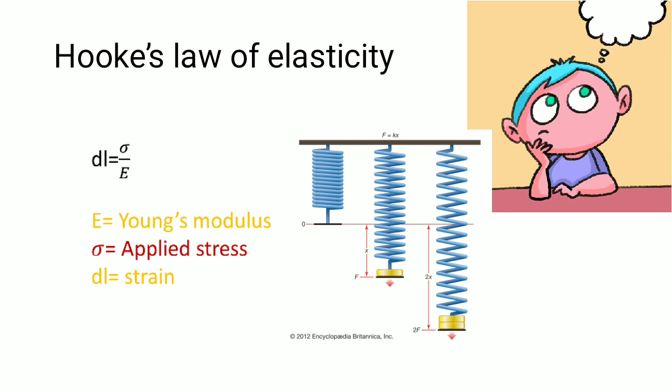Its unit is Pascal. The formula related to Hooke's law of elasticity is dl equal to sigma upon E, where E stands for Young's modulus, sigma for the applied stress, and dl for the strain that is produced after applying the stress. So this was about Hooke's law of elasticity, which gives a correlation between stress and strain using a constant called Young's modulus.